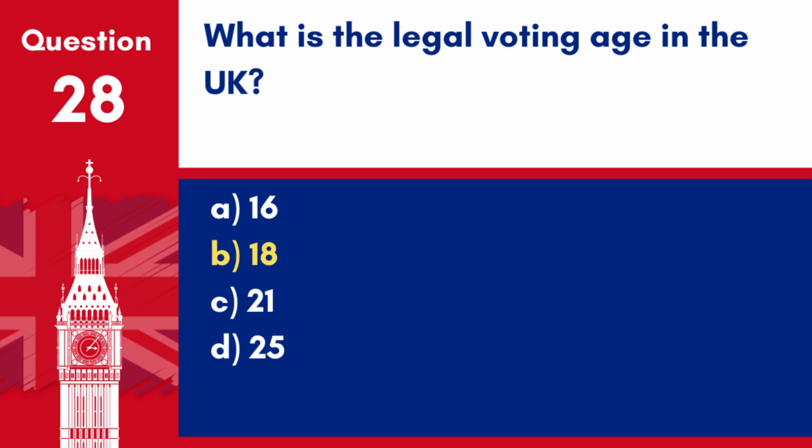Answer: B. 18. The legal voting age in the UK is 18.